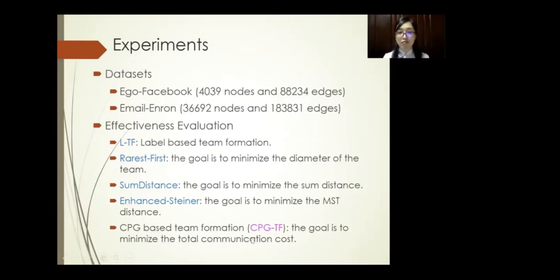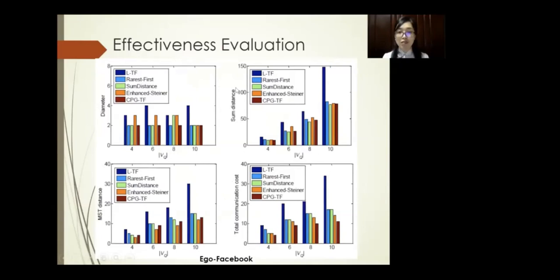As shown in this figure, the diameter, sum distance, and MST distance of the teams found by our method are comparable to that of others. The total communication cost of the teams found by our method is smaller than all the others. The results verify the effectiveness of our method.